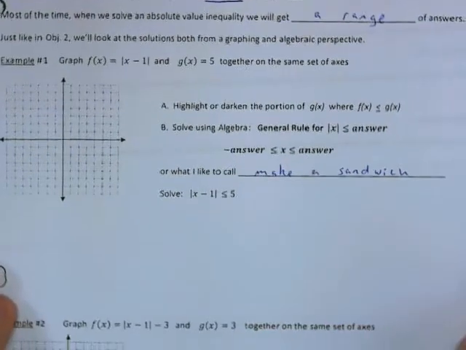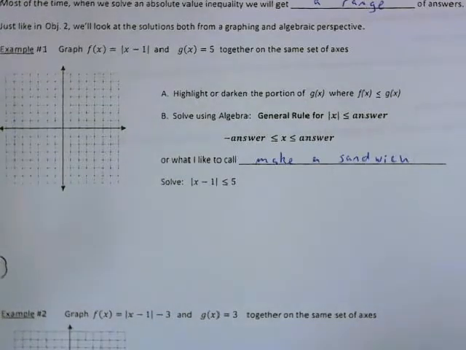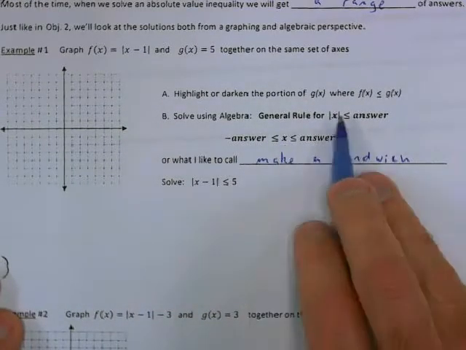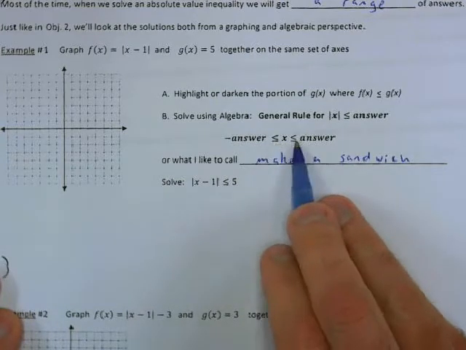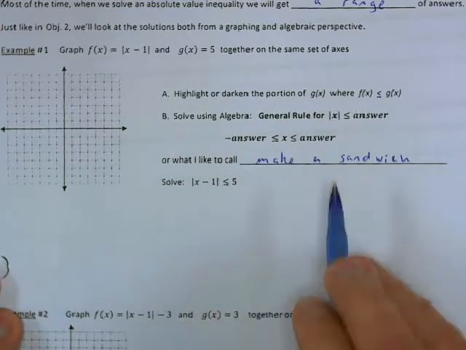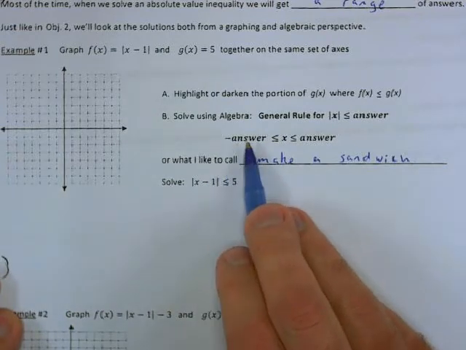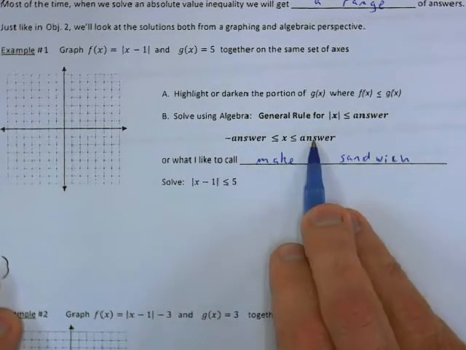So how do we make our less than sandwich? Well, just like it says here, we want to put whatever's inside the absolute value bars in the middle. We're going to have our inequalities facing the same direction, so they both read less than. And then we want the opposite of our answer on the left side, and then our answer on the right side. Let me try to clear this up just a tiny bit.